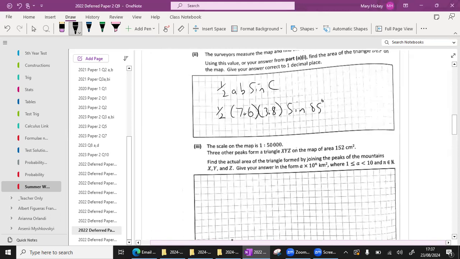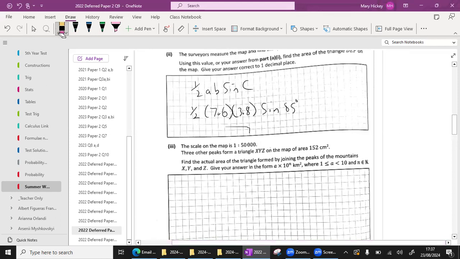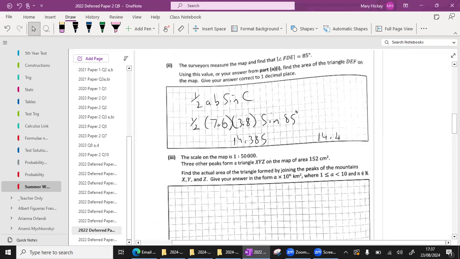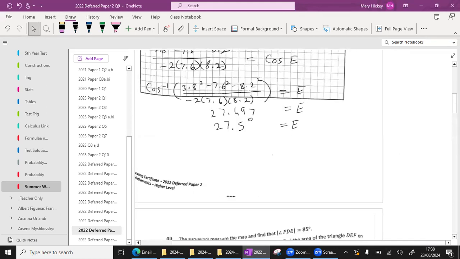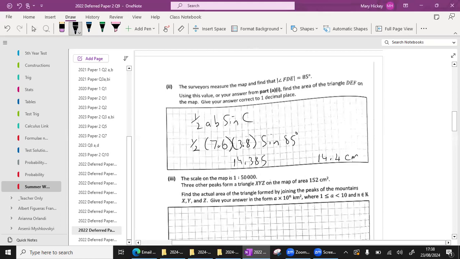And I put that into my calculator, and I'm going to correct again to 1 decimal place. So half times 7.6 times 3.8 times the sine of 85. And that gives us 14.385. Now we're doing one decimal place, so that's 14.4. Now, if it is area, we should be careful that we are using the unit squared. Yes, it is centimeters, so we can put centimeters squared.